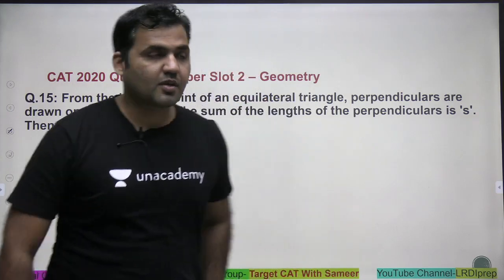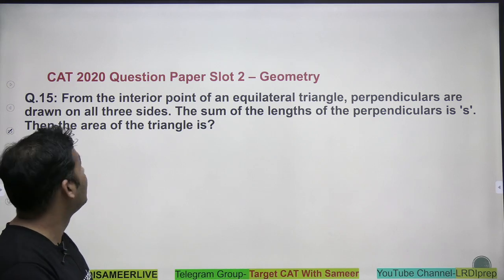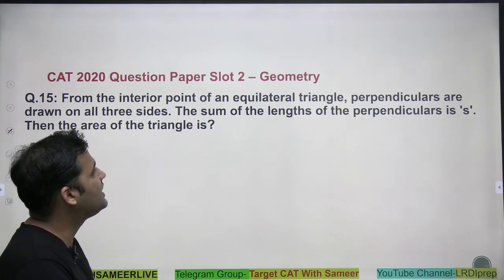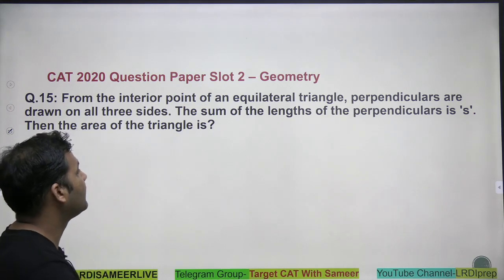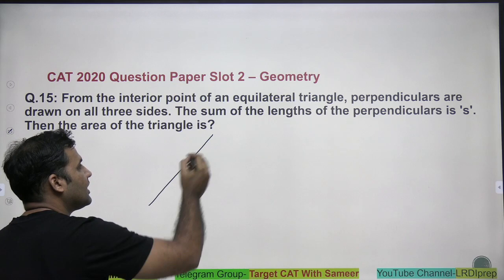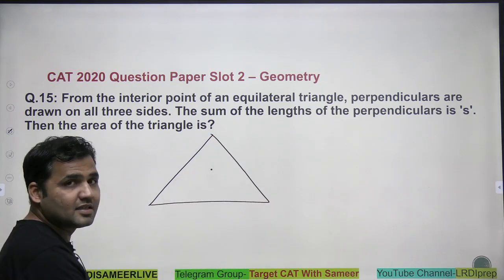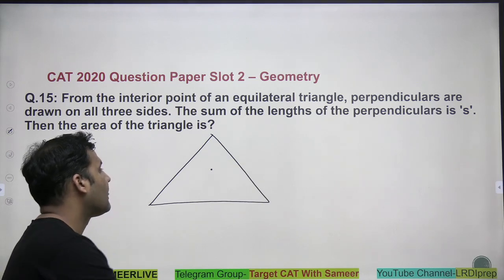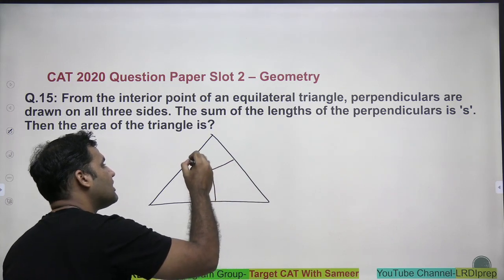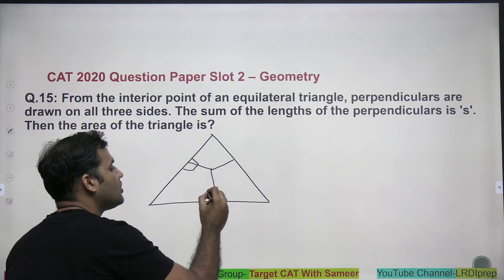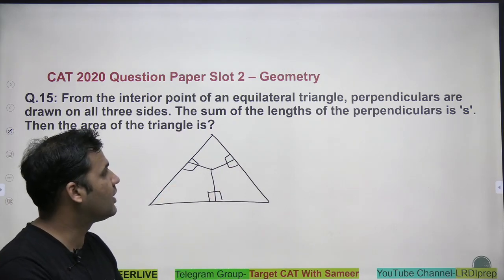Now this is question number 15. It says, from the interior point of an equilateral triangle, perpendiculars are drawn on all three sides and the sum of the lengths of the perpendiculars is S, then what is the area of the triangle? So guys, if I say this is an equilateral triangle and this is the interior point of the equilateral triangle, I'm drawing perpendiculars on all three sides, and the summation of the lengths of these three perpendiculars is given as equal to S.